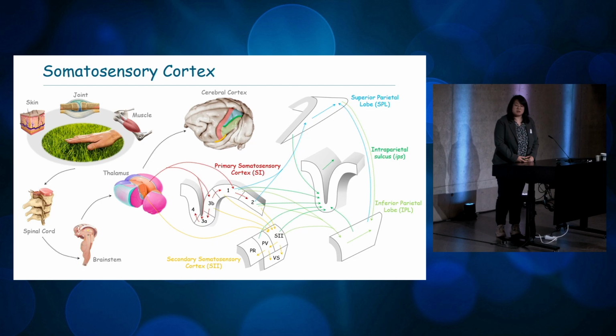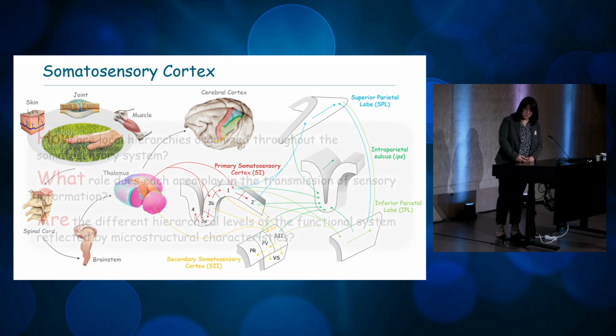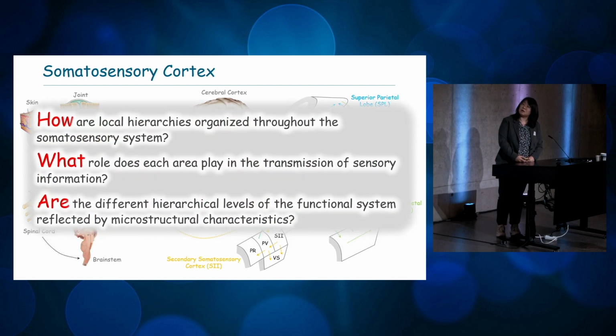Although lots of experiments provide evidence for this kind of hierarchical processing, there are still lots of questions that remain poorly understood. For example, we don't know how these local hierarchies are organized throughout the entire somatosensory system, and whether the different hierarchical levels of the functional system can be reflected by their structural characteristics. To answer these questions, we must understand how information flows in the entire somatosensory network.